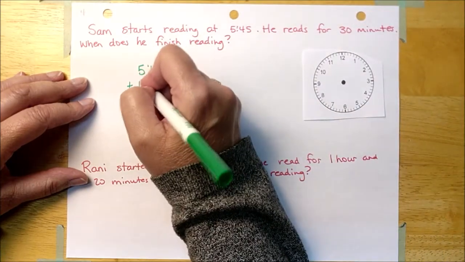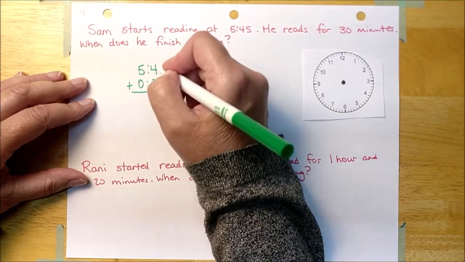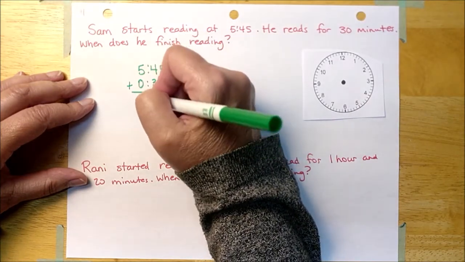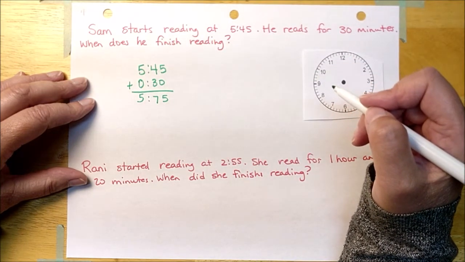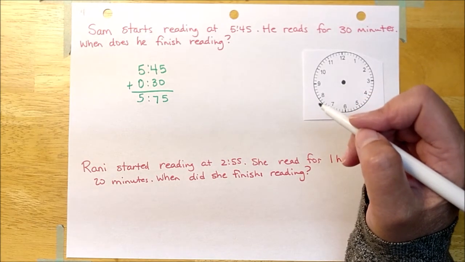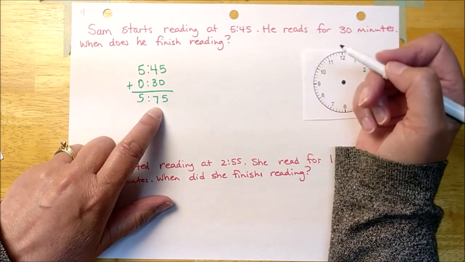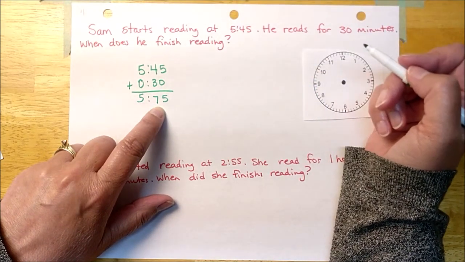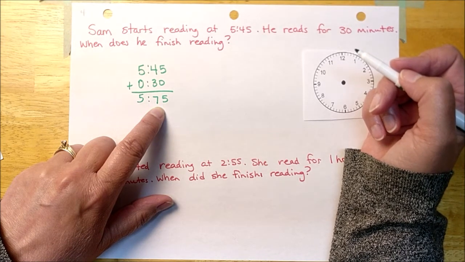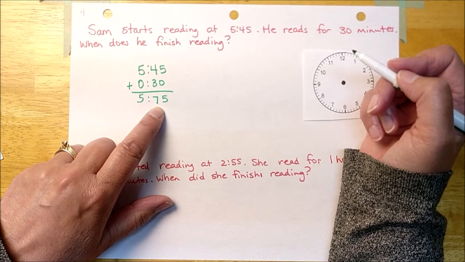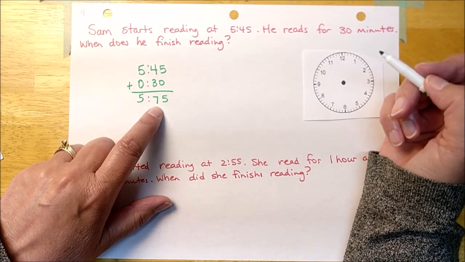5:45 plus 30 minutes. So 5 plus 0 is 5. 4 plus 3 is 7. My dots and 5. Wait a minute. Something doesn't look right here. He finished reading at 5:75? That doesn't sound right. I've never said 75 minutes before. So that just doesn't sound right. Why not? Because that 75 minutes is way too big.